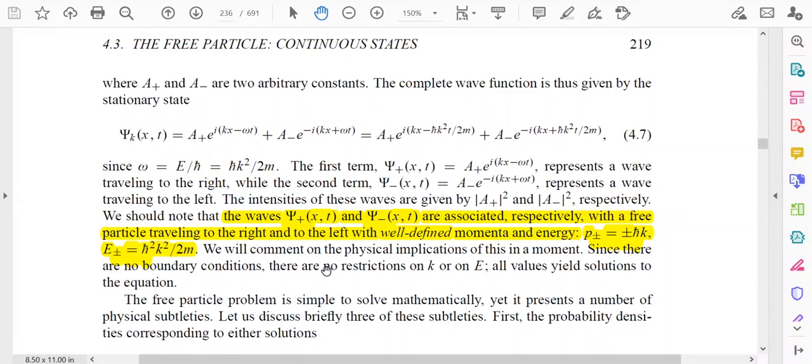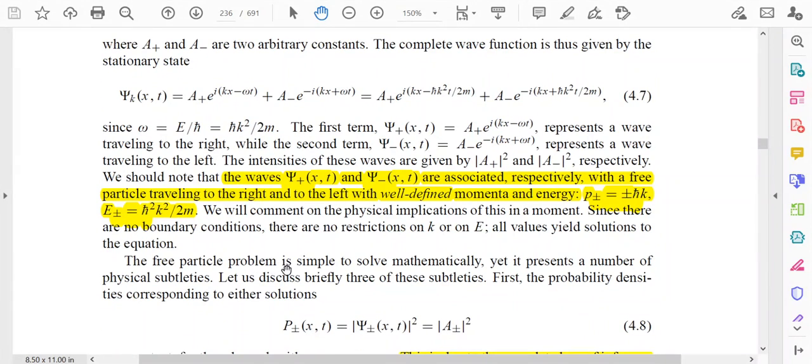So we'll comment on the physical implication of this in a moment. Since we are considering the free particle, there are no boundary conditions. That means there are no restrictions on k or on energy E. All values yield solutions to the equation. So the free particle problem is simple to solve mathematically, yet it presents a number of physical subtleties. Let us discuss briefly three of these subtleties.